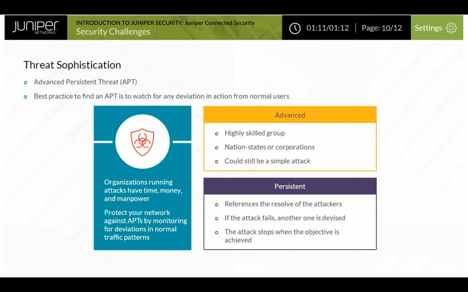Threat sophistication: for an advanced persistent threat, APT, the best practice to find it is to watch for any irregularity in the actions of normal users. It comes from an advanced, highly skilled group that knows how to handle your security products, whether in respect to your network, your endpoint, or your perimeter. Nation state cooperation could still be a simple attack.